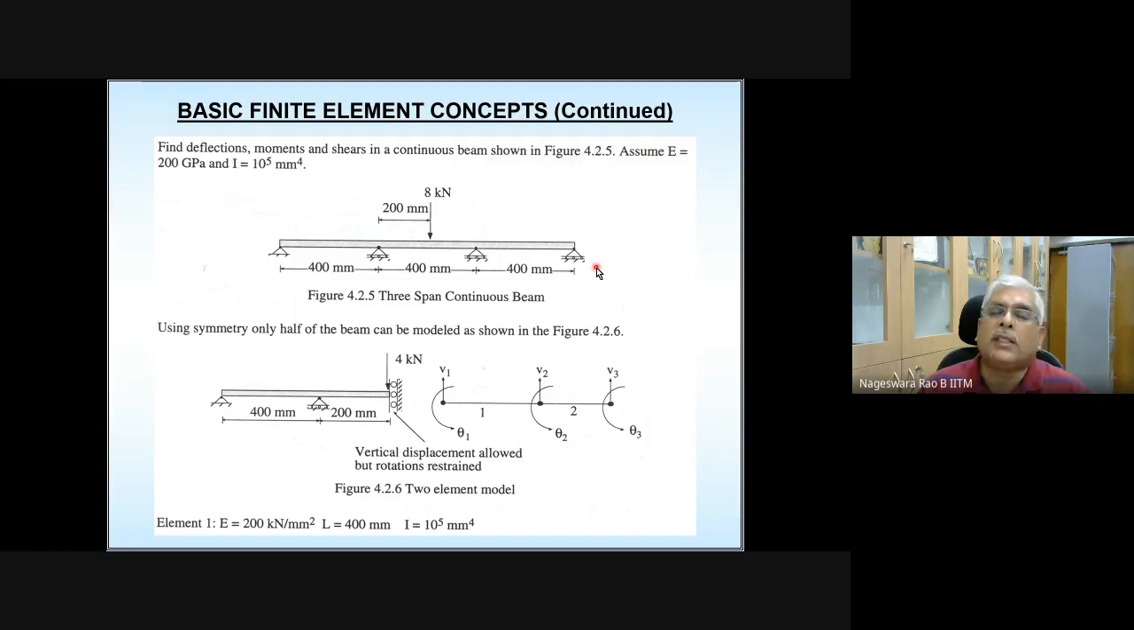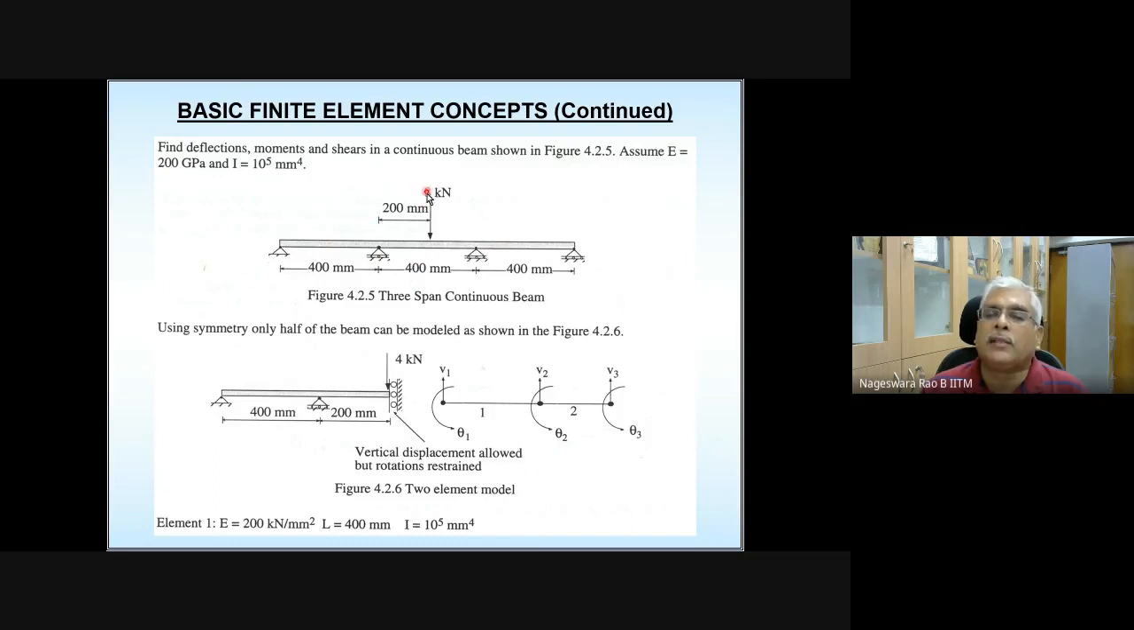Okay, so this is how you can do this problem if you want to solve the full problem. But usually in the finite element method, whenever we use numerical methods, we look for efficiency and take advantage of reducing the equation system wherever possible. This is a problem where there is a symmetry. So you can take advantage of that symmetry.